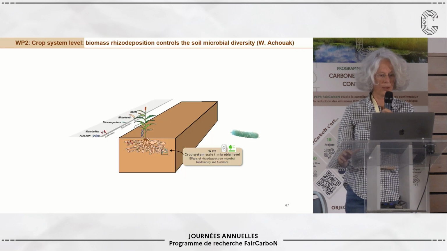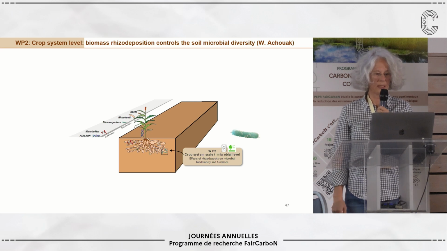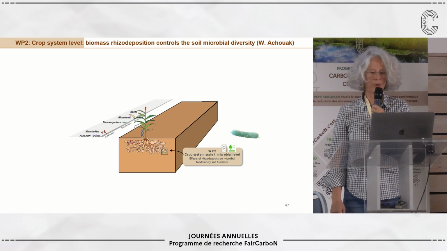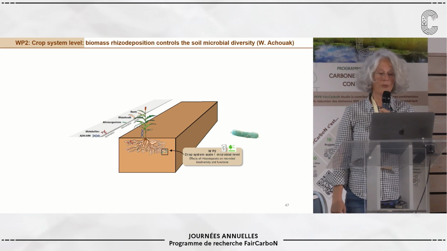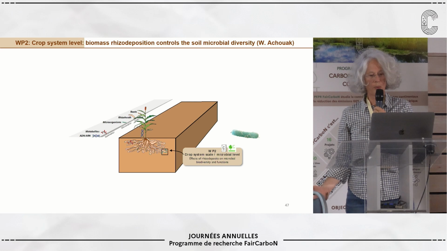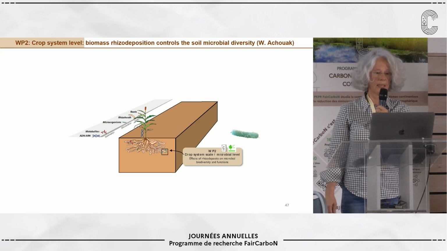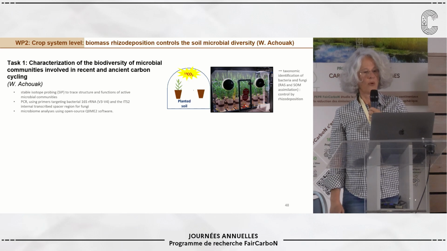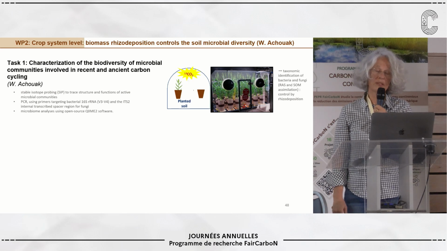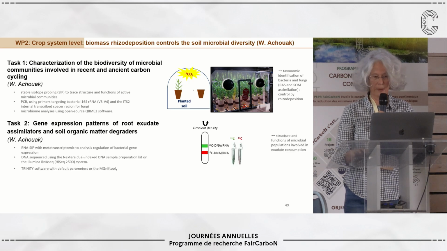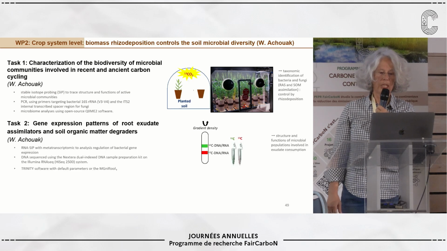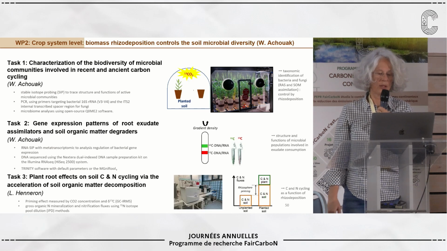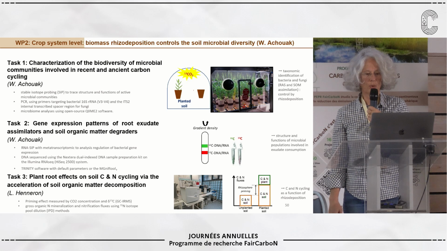Concerning the second work package, at the crop system level, rhizodeposits act as a recruitment signal for rhizosphere microbiota. Therefore, work package 2 will focus on the modification of the microbial compartment for contrasted lines, and it comprises 3 tasks. The first task will involve characterizing the impact of biodiversity of microbial communities. Next, we will focus on gene expression patterns of microorganisms, and then we will quantify the priming effect in relation to the nitrogen cycle.